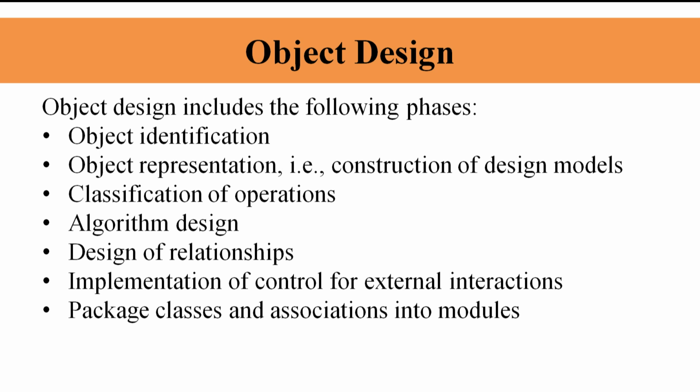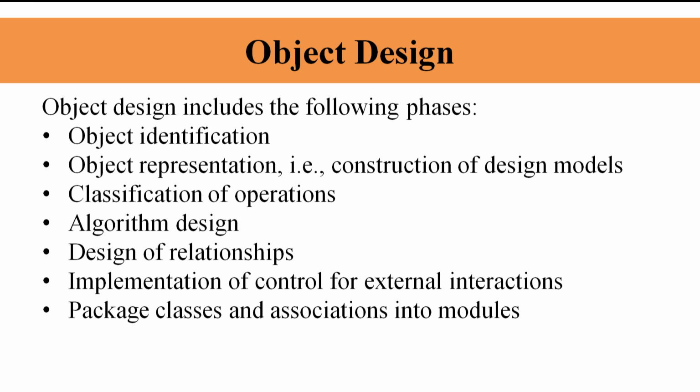And if you are doing the classification of operation, then gradually you move towards the classification of different objects and making groups of similar objects, and then making classes, and then class diagram, and then implementation of the internal activity or internal action. For that purpose, we select the algorithms and we look at the design of the relationship of different objects existing in the system, and implementation of control for some external interaction or internal interaction in the system, that we take care of.